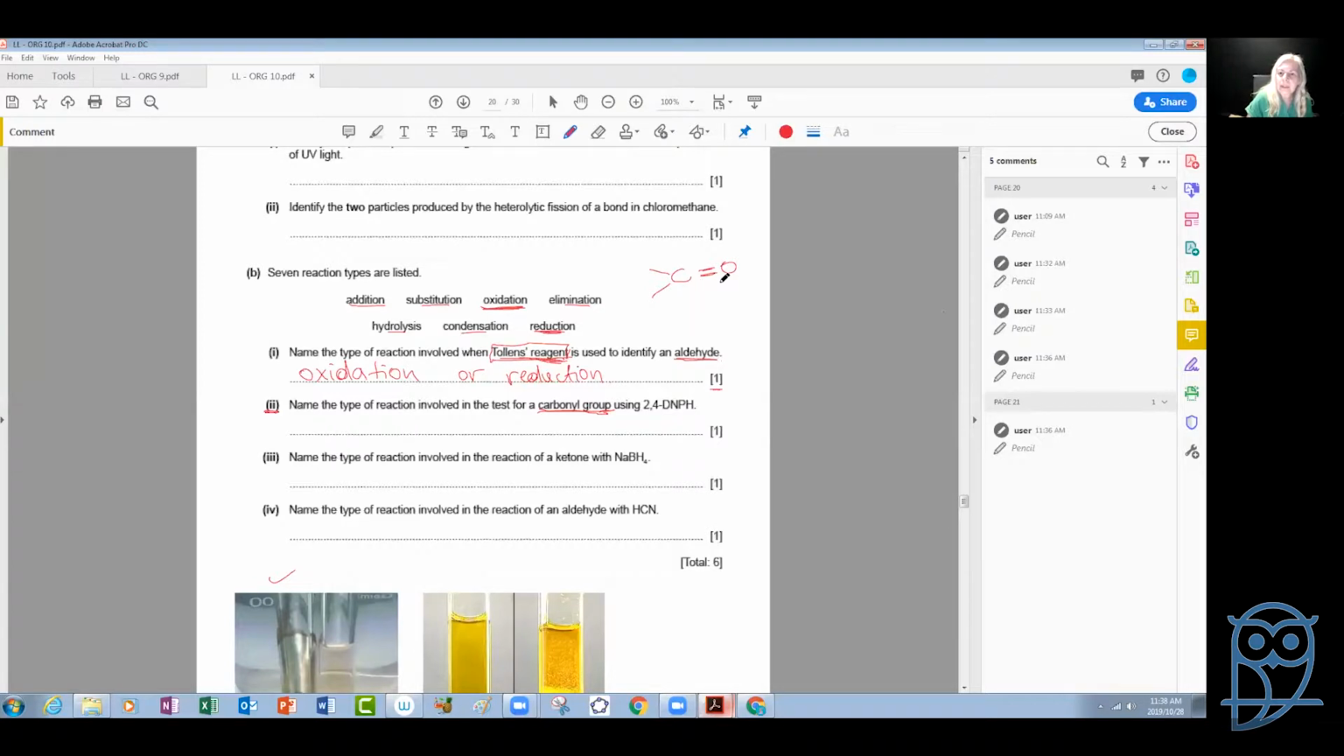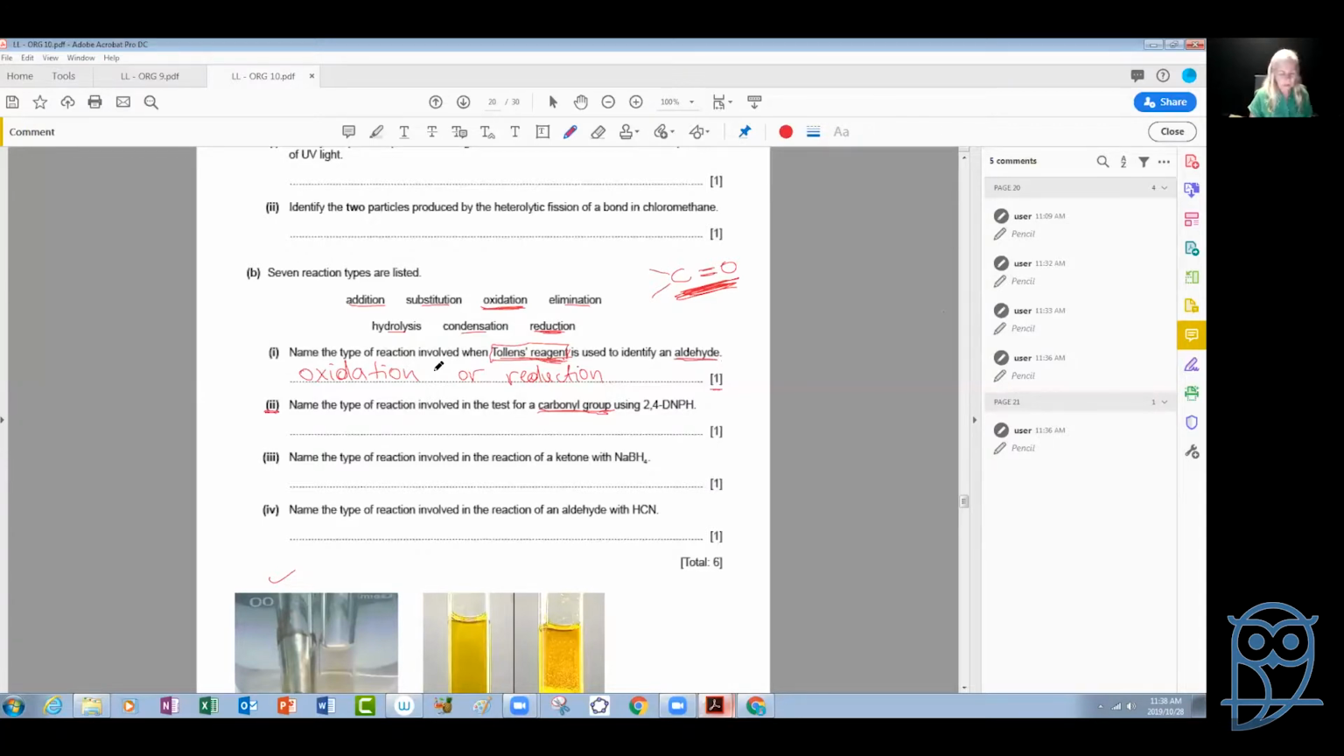So anyway, when they say the carbonyl group, our mind goes immediately to aldehydes and ketones. And what's happening now? Name the type of reaction involved in this test. Well, this test is on page 238 in the book. You see this test tube with the orange solution. Actually, it's an orange precipitate that forms.